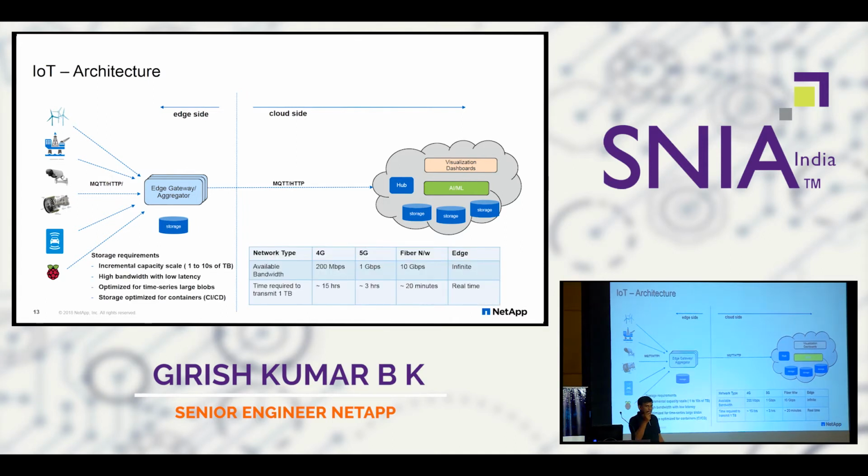Quickly, I'm running out of time, so I'll just cover this one more slide. These are the storage requirements on the edge side and on the cloud side. To highlight that, let's say I have a network type 4G or 5G. These are the two broadband wireless mobile networks. These are the available bandwidths, and the time required to transmit 1 terabyte is roughly around 15 hours on 4G, if you have that much bandwidth continuously. If it is 5G, it will be 3 hours. And if you have a fiber network running from your edge device all the way to the cloud, it will be 20 minutes.